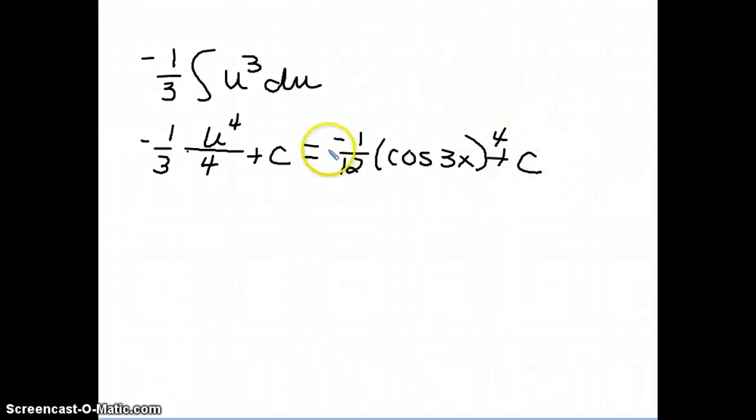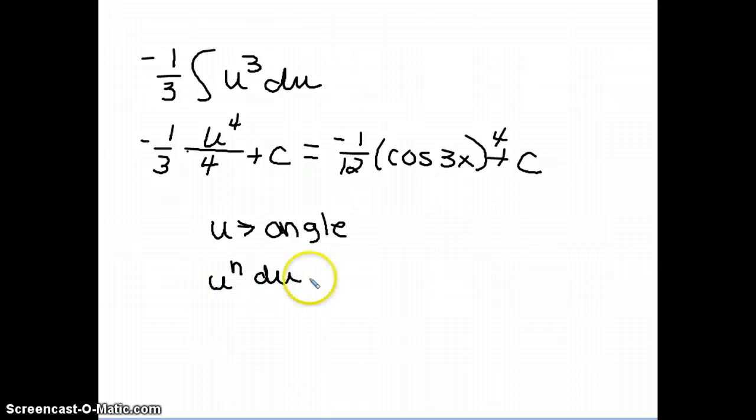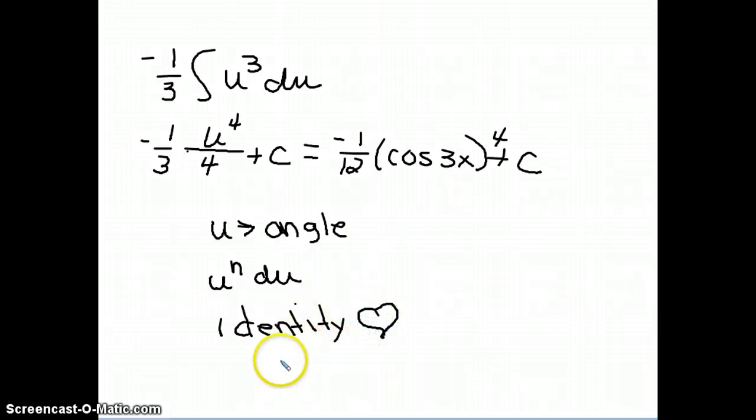So what's the key? You look at the integrand, you see if it's a rule. If it's a rule, great. The u substitution is for the angle. If it's not, then try u to the n du. Okay? Those are all you have. And if that doesn't work, oh no, you might have to try an identity. That could happen, but we'll talk about that more in class. All right? So that should be good enough to get you through mandatory 3.